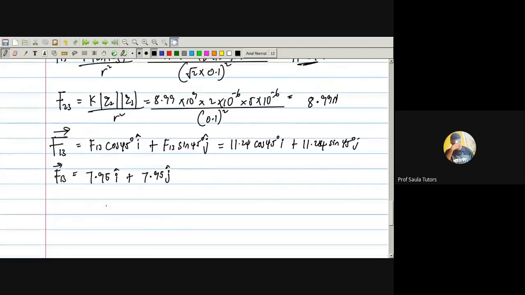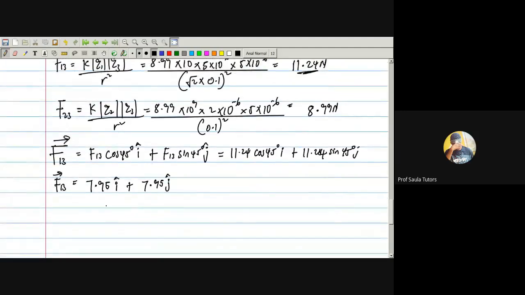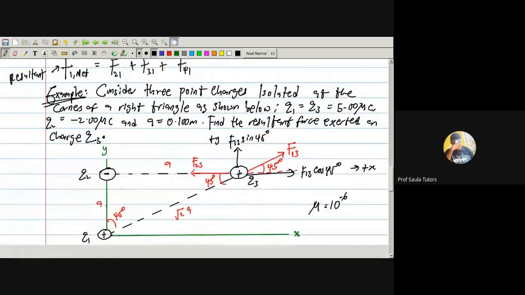That's for that. Similarly, let us go and resolve F23. Now check. If you observe that F23 is going straight along the x-axis, it means that the component of this is just negative F23.